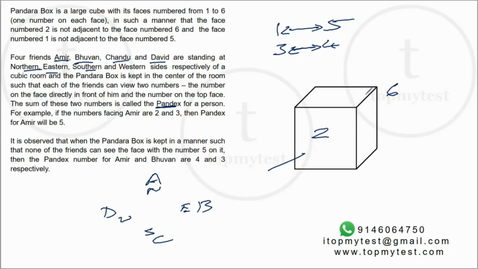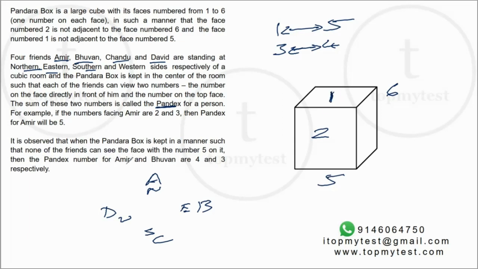Okay, let's proceed further. It is observed that when the Pandara box is kept in a manner such that none of the friends can see the face with the number 5 on it, which means 5 is kept on the bottom, which means 1 is on the top.